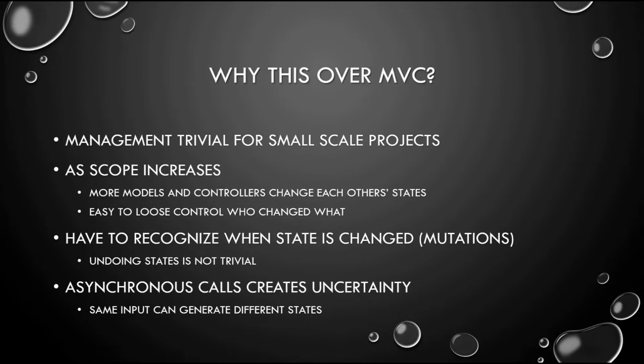With MVC, states are mutable, meaning they can be changed, whereas for Redux, states are immutable, so every time we call a reducer, a new state will be generated, which means that in our store, we would have a historical archive of past states to go back to, should we need to undo something. Finally, with MVC, asynchronous calls create uncertainty, because with the multiple models and controllers that are running concurrently changing each other's states, the same input the user puts in can generate different states at different times.